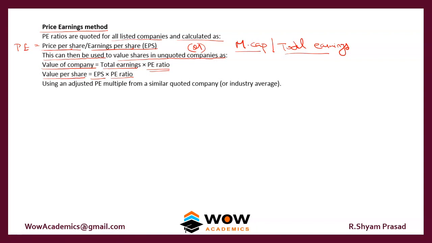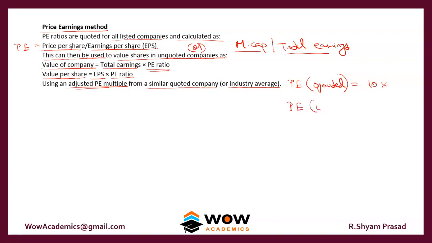Okay. So using an adjusted PE multiple from a similar quoted company or industry average. So what is an adjusted PE? Once you have got a PE number of a quoted company, that cannot be used directly. So if the PE multiple of a quoted company is something like 10, we can't use that.